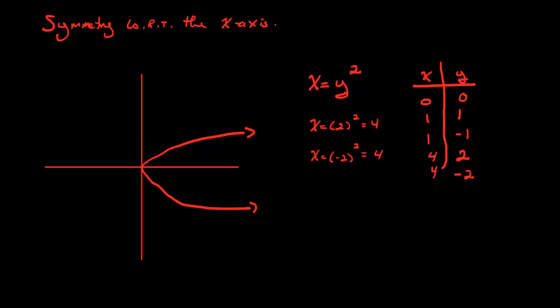So hopefully we recognize that if I were to draw a vertical line through this graph, it would intersect more than once. Therefore, we know x equals 2y squared is not a function.